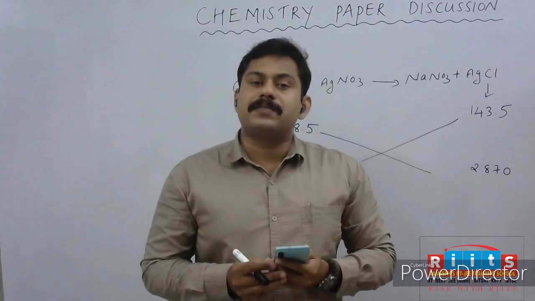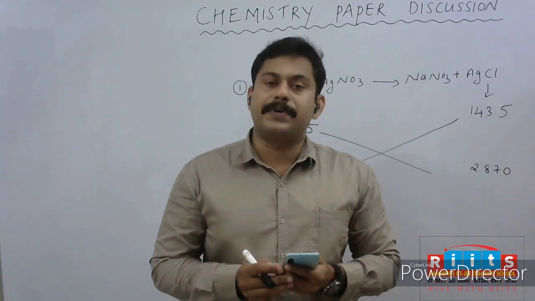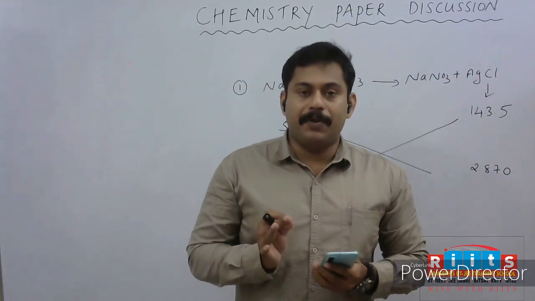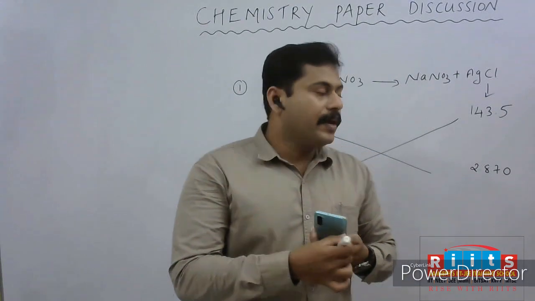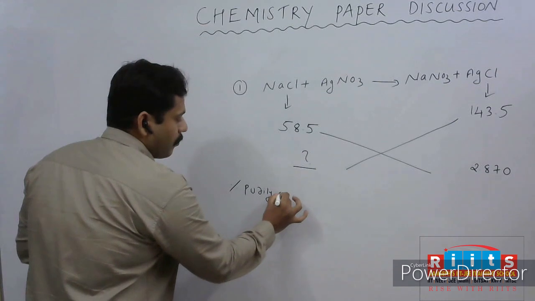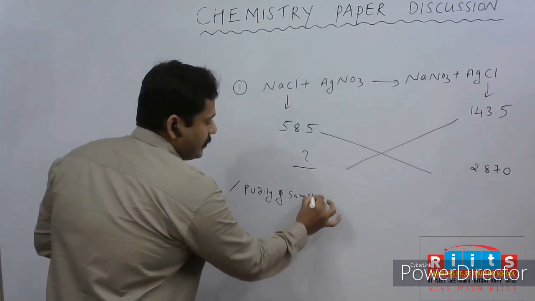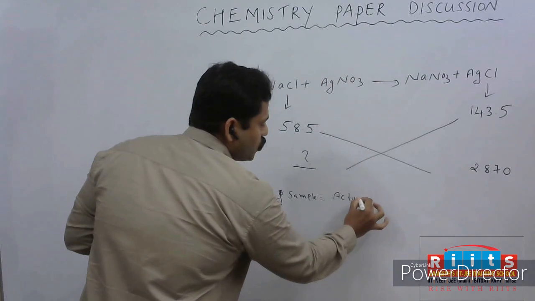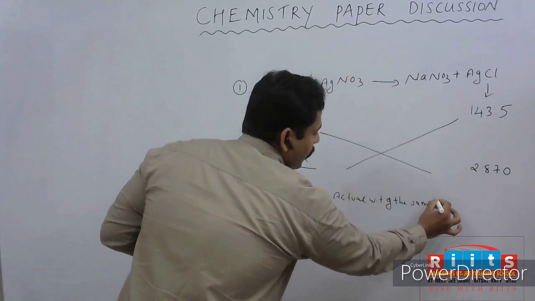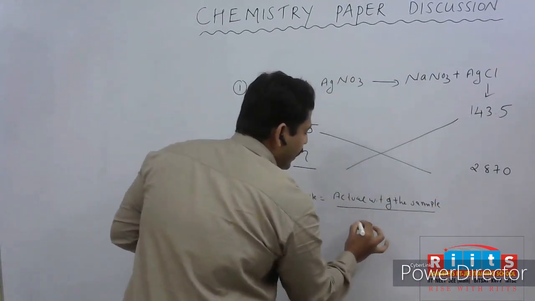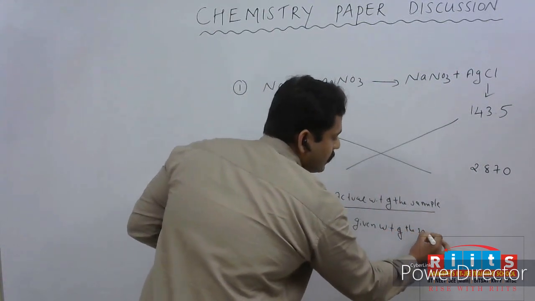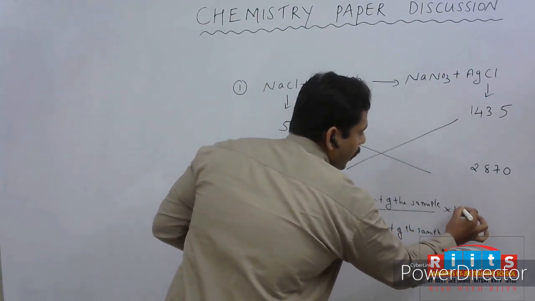Okay, so they are asking the percentage purity only, right? So how to find out the percentage purity of the sample? We can easily find it by taking this equation. Percentage purity of sample is equal to actual weight of the sample divided by given weight of the sample, into 100.